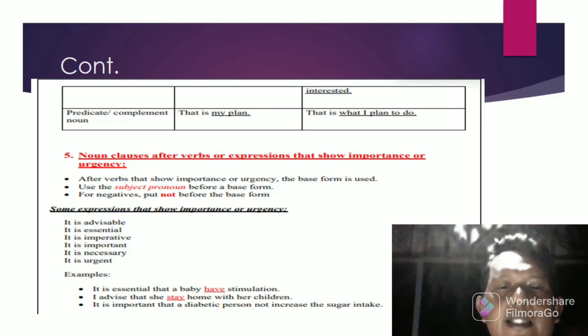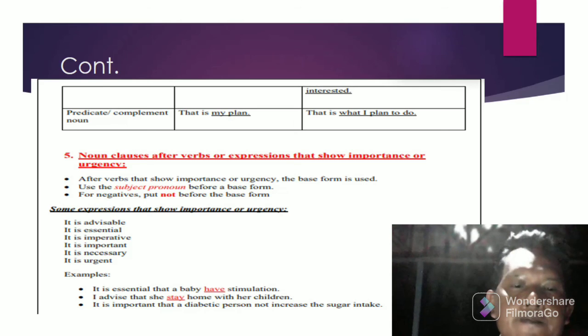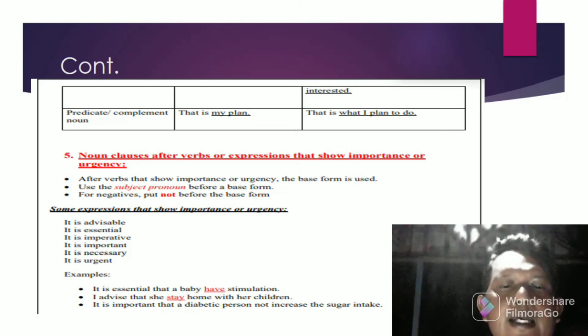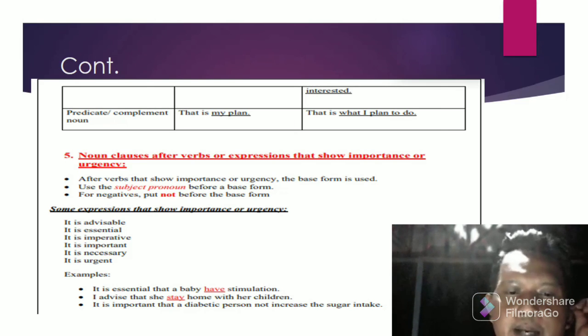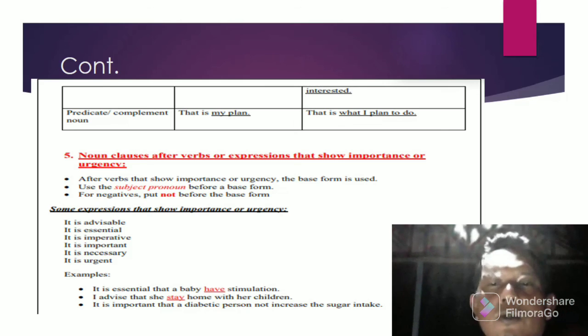Use the base form. Use the subject pronoun before the base form. For negative, put not before the base form. Pay attention again to the examples. It is essential that a baby have stimulation. Then, I advise that she stay home with her children. It is important that a diabetic person not increase the sugar intake.